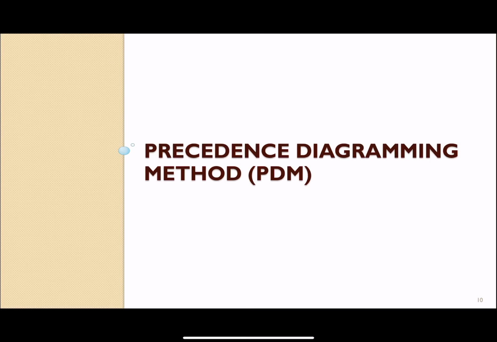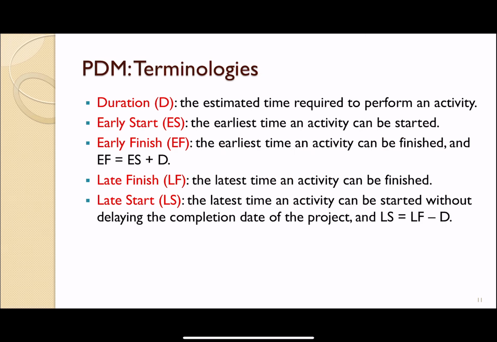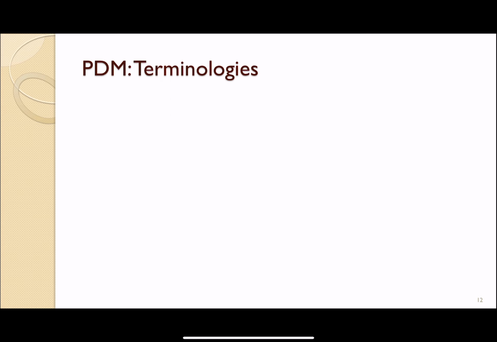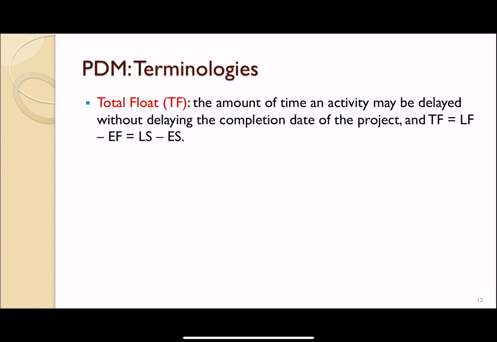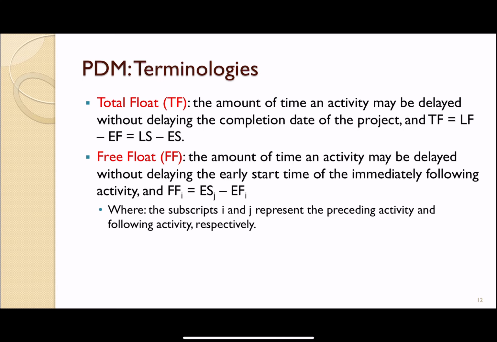Now go to the real definition of each terminology in the precedence diagramming method, PDM. Duration is the activity duration. Early start is the earliest time an activity can be started. Early finish, of course, is the earliest time an activity can be finished. Late finish, LF, is the latest time an activity can be finished, and late start is the latest time an activity can be started without delay in the completion date of the project. Other terminology: total float is the amount of time an activity may be delayed without delay in the completion date of the project. And free float, FF, is the amount of time an activity may be delayed without delay in the early start time of the immediately following activity, so the immediate successor of that activity. That is free float. And I or J represent the preceding activity and the following activity respectively.